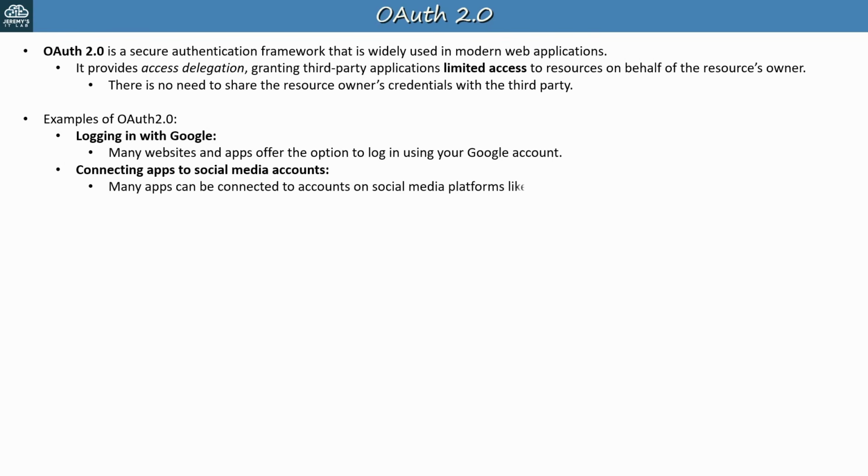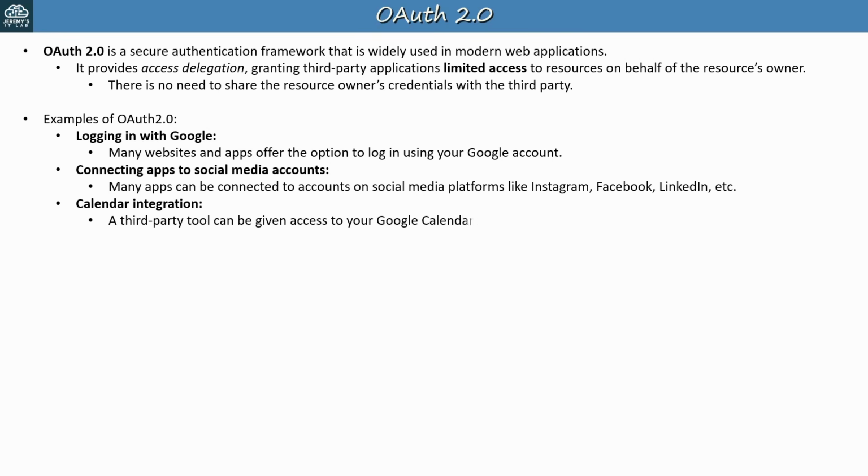Connecting apps to social media accounts is another example. Many apps can be connected to Instagram, Facebook, LinkedIn, etc. OAuth 2.0 lets these apps access your social media account for specific tasks, like posting on your behalf without revealing your login credentials.